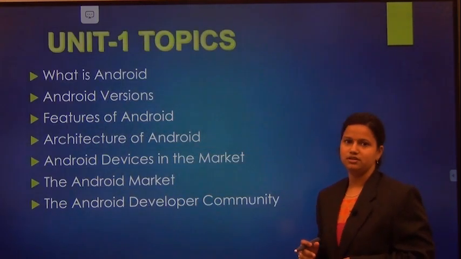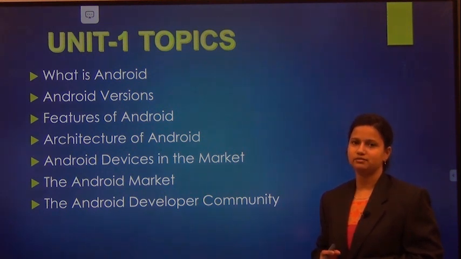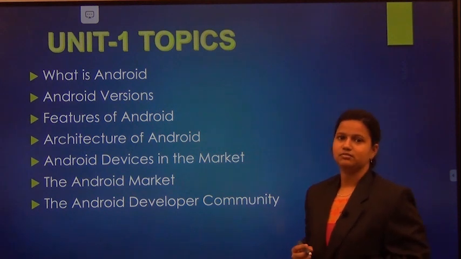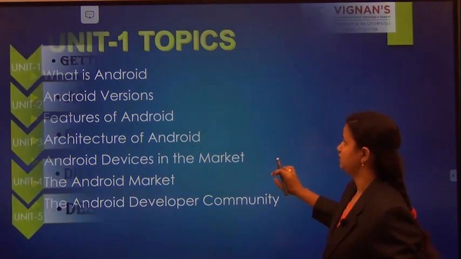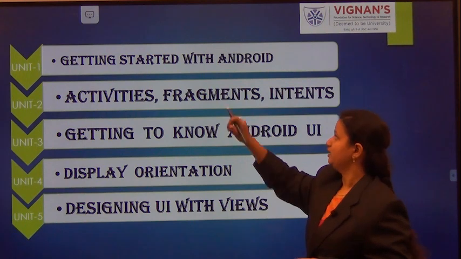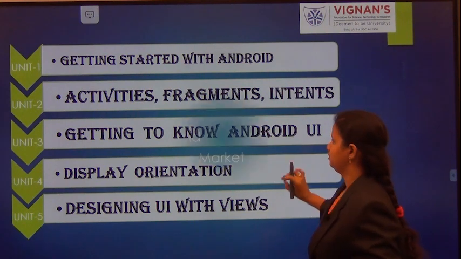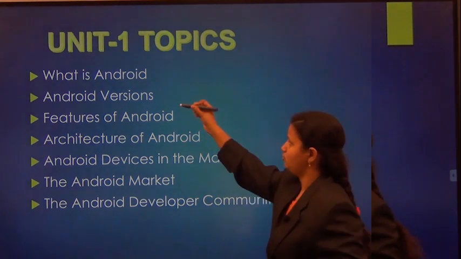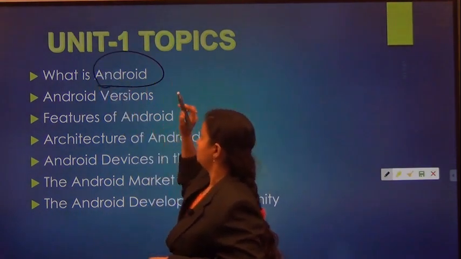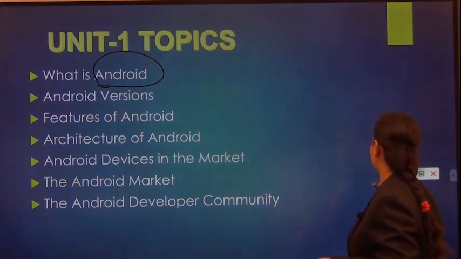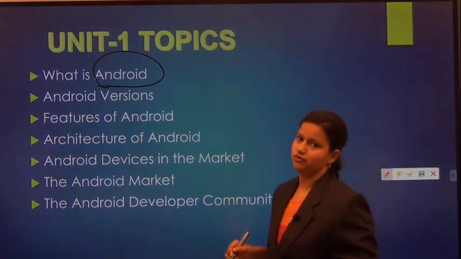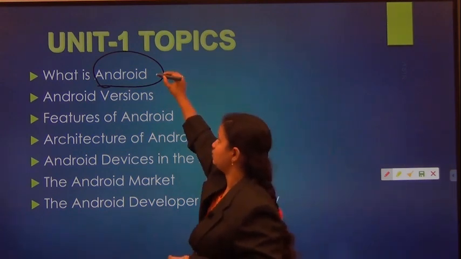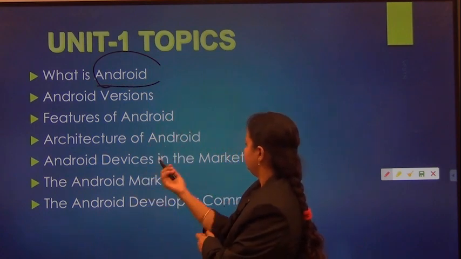So the next topic is we have to go with unit 1. The unit 1 is getting started with Android. So already you have seen the first unit name is getting started with Android. In these are the topics we are introduced. So what is Android? We have to know the basic definition of Android. And then also in this we have to learn one more thing.